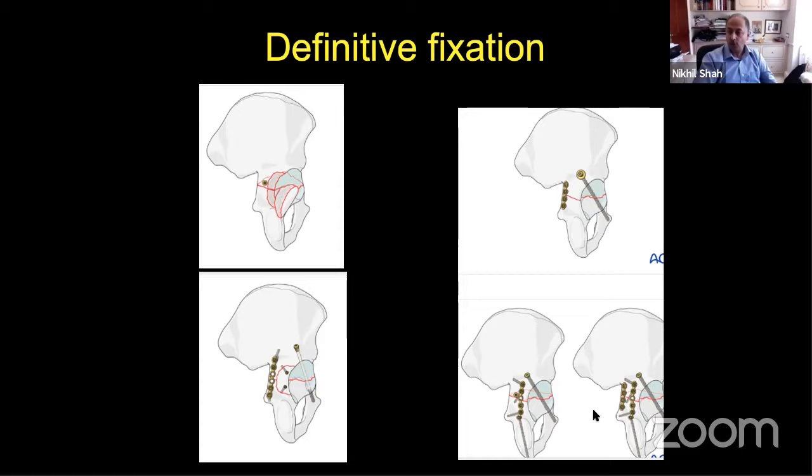I tend to over contour my plates in transverse fractures so that the anterior column doesn't open up, especially if I'm not going to use a separate anterior column screw. So let's look at some cases.